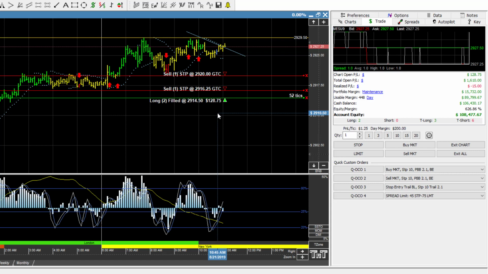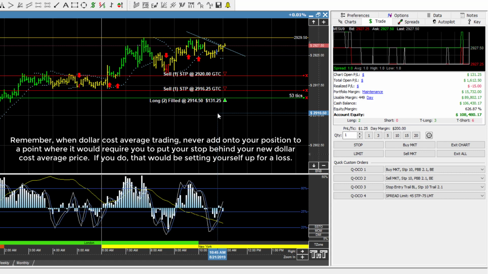I'm still taking no risk. I'm not going to lose any money. Yes, I'll lose unrealized gains, but I'll also have additional profit potential at this point. If the market does continue to rally, I'll be able to make money on 2 contracts instead of just one.